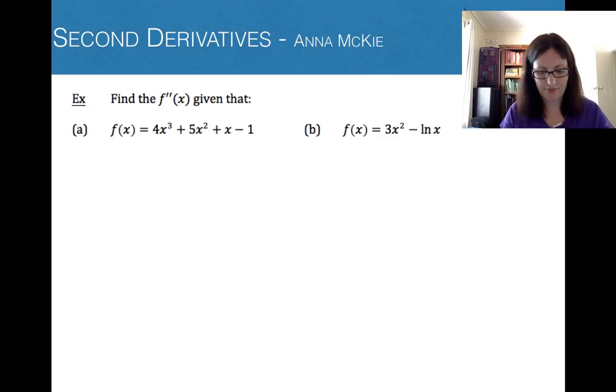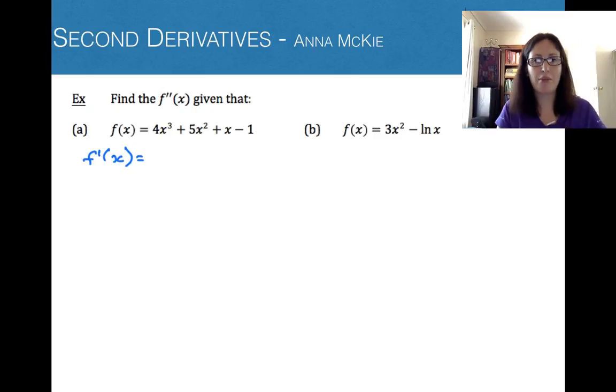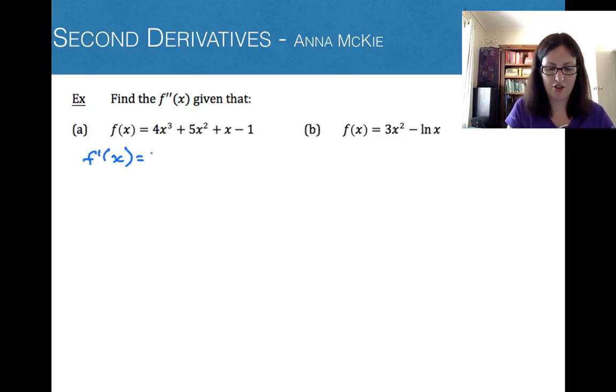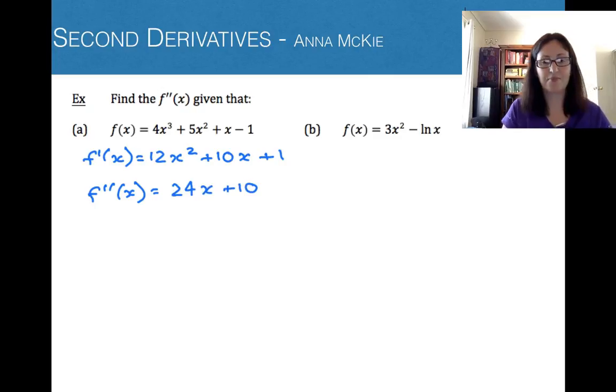Differentiating twice. So the first derivative here, you apply the powers term by term, so you get 12x squared plus 10x plus 1, and there's our first derivative. And our second derivative, differentiating again, we get 24x plus 10, and that's all we need to do.